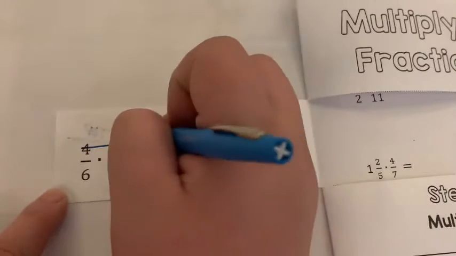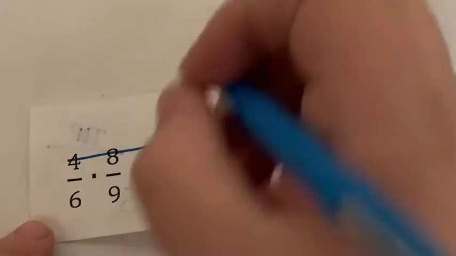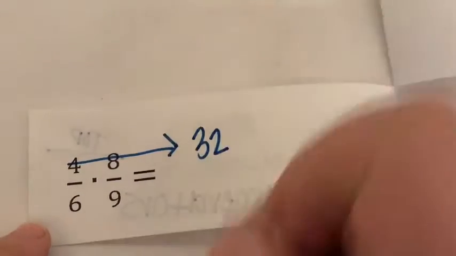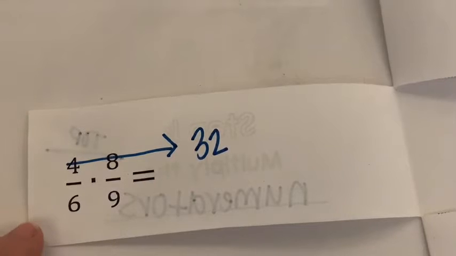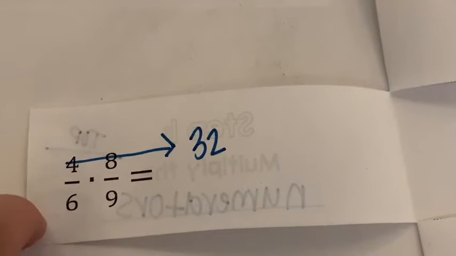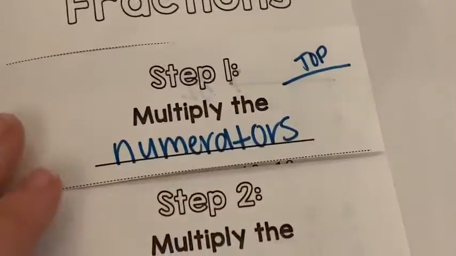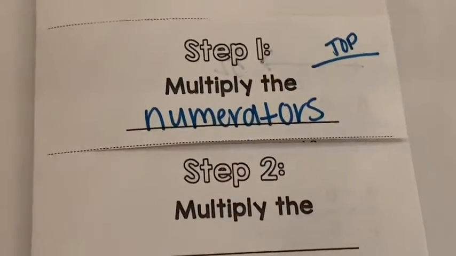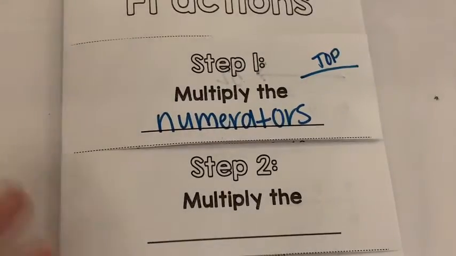So for example, we have 4 over 6 times 8 over 9. When I multiply my numerators, or my two top numbers, what's 4 times 8? That's 32. Four times 8 is 32. Okay. Step 2, we're going to multiply the denominators.